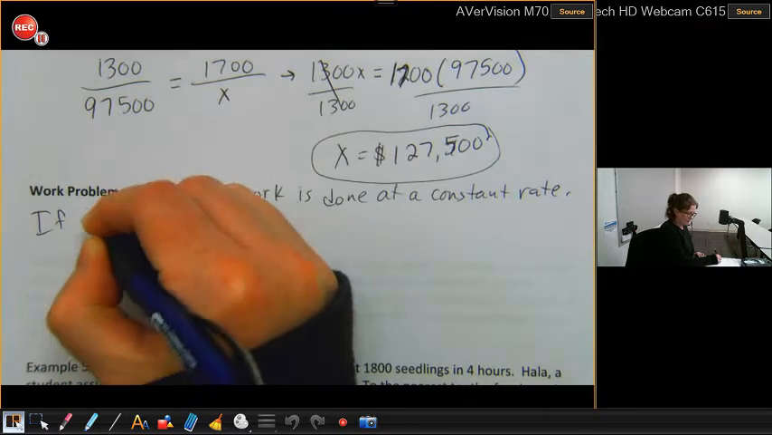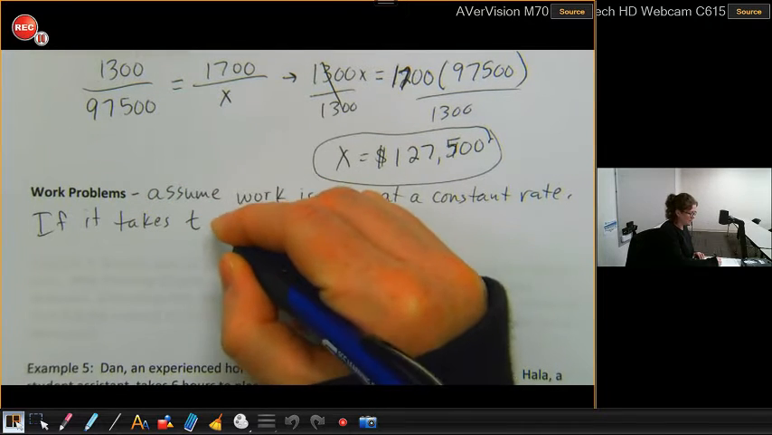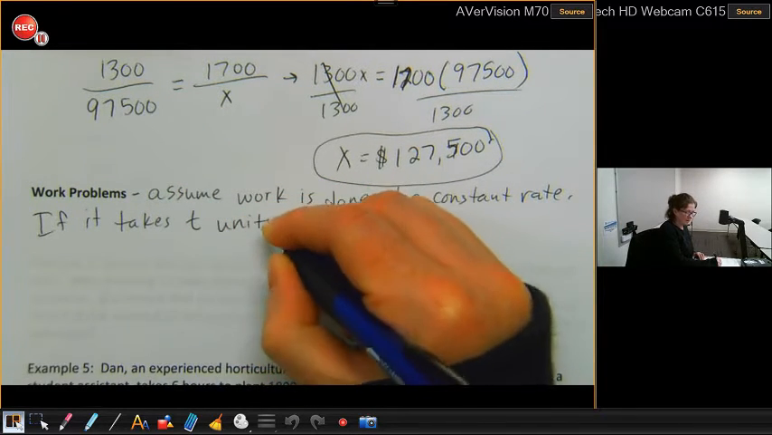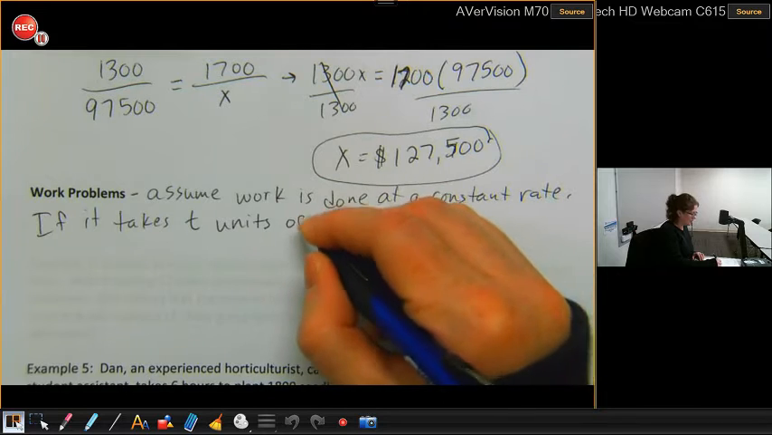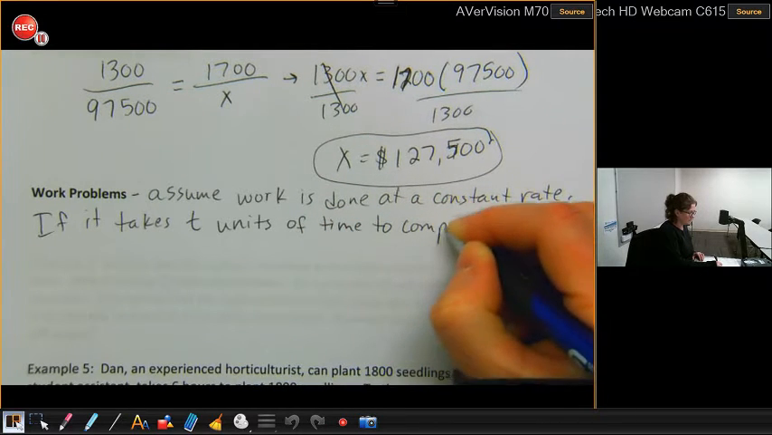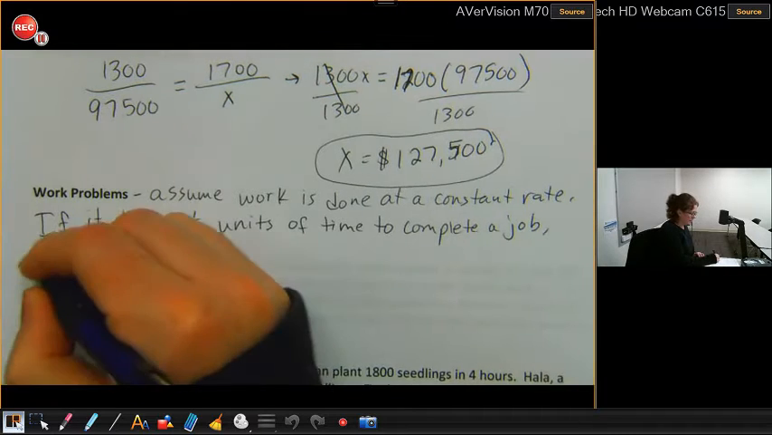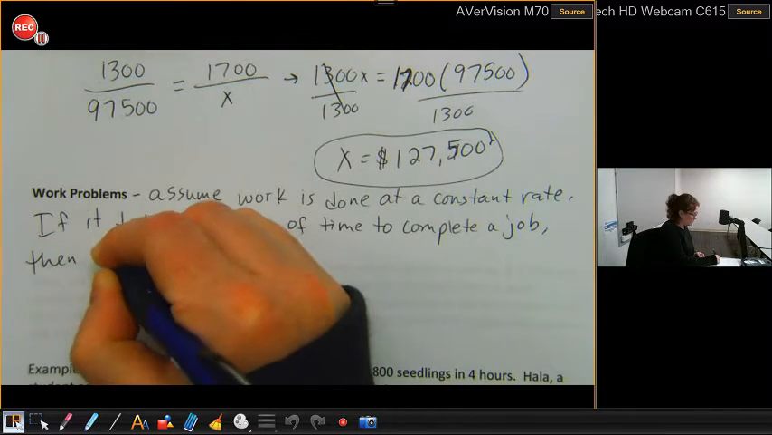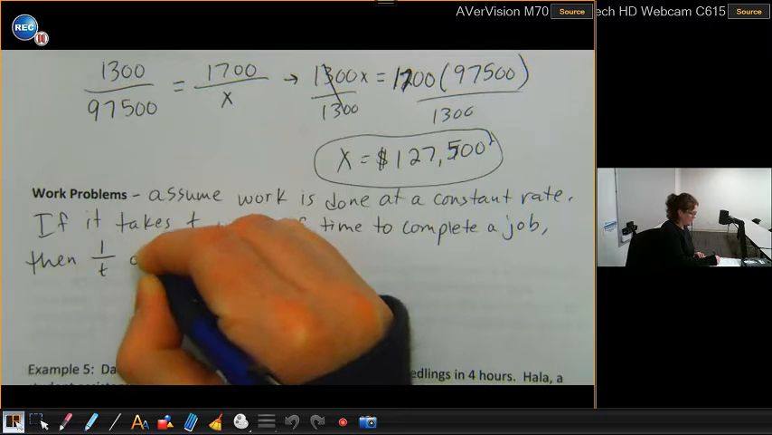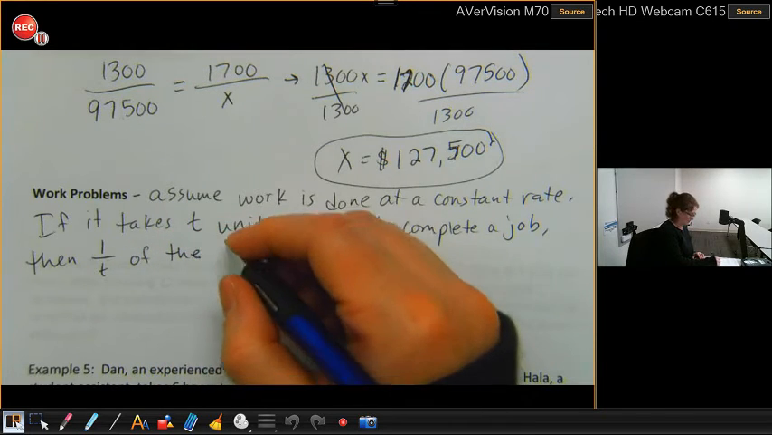If it takes T, a variable, units of time to complete a job, then 1 over T of the job is done in 1 unit of time.